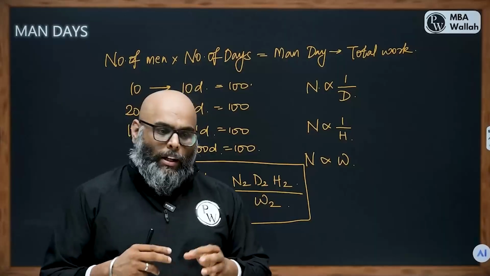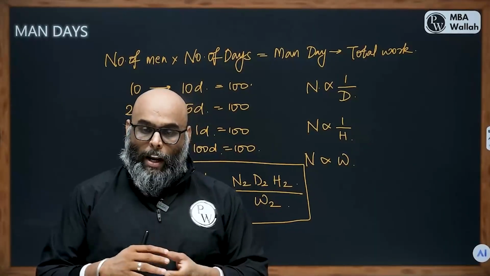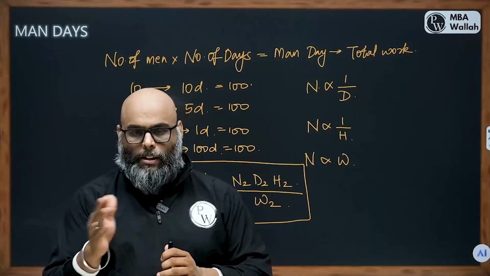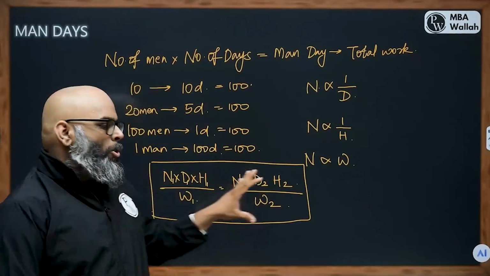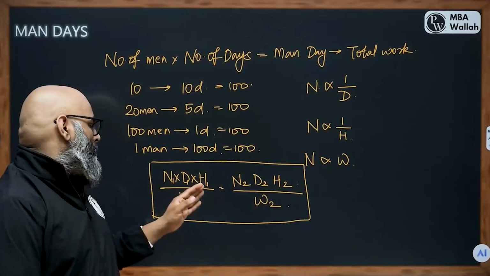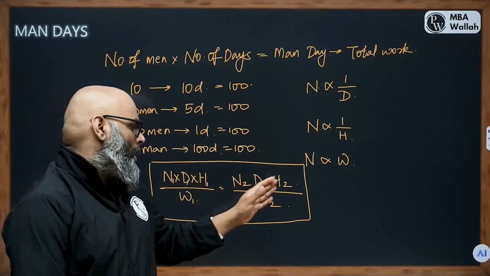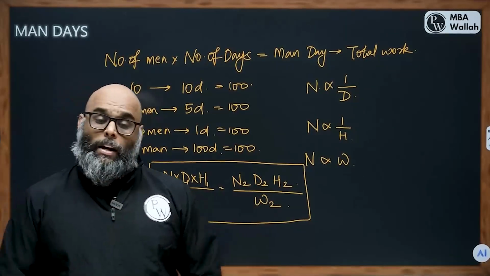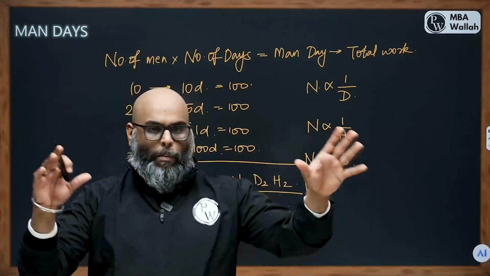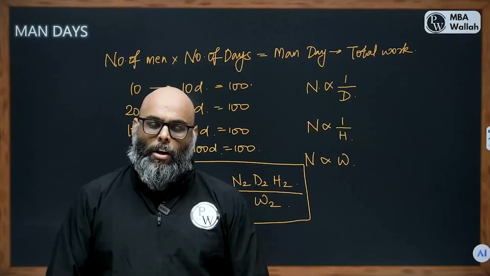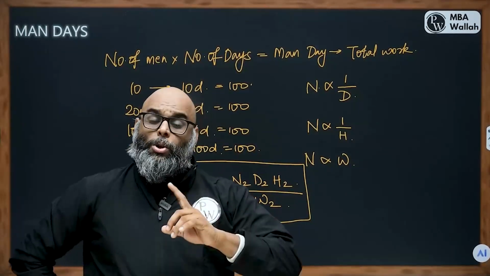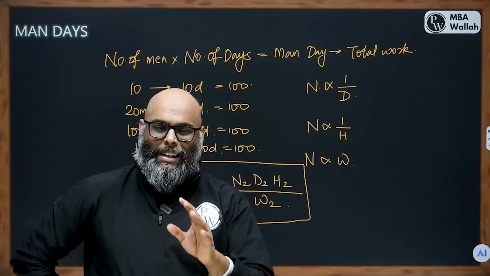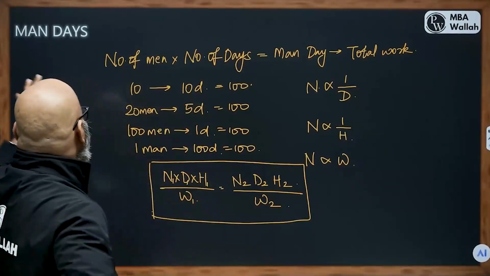Unless the question has mixed types of people like men, women, children, that's a separate case which we will tackle. But to begin with, the chain rule that we follow is N1 D1 H1 by W1 is equal to N2 D2 H2 by W2. Plug in this formula anywhere you look at number of people working in different cases, and you will always get the answer. So we'll plug in these logics, solve a couple of questions, and then we'll understand how to solve them.